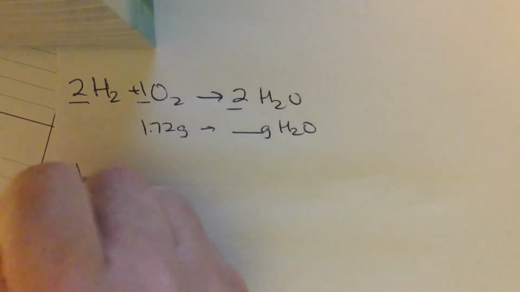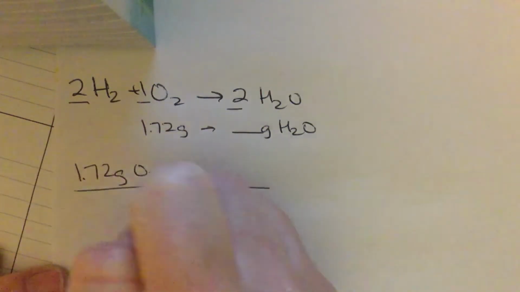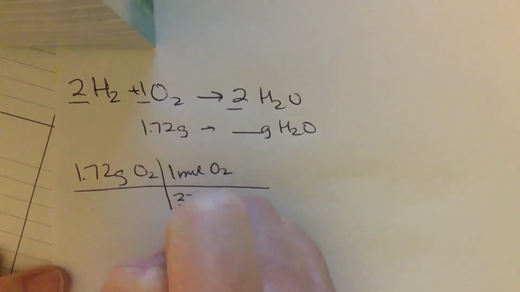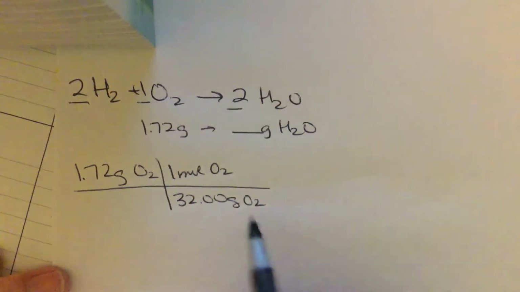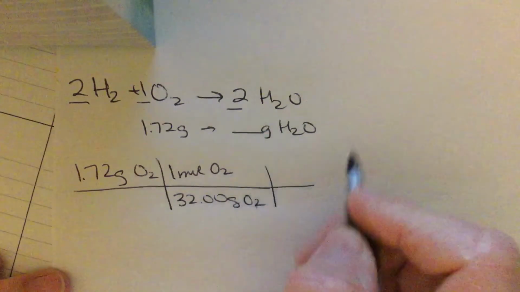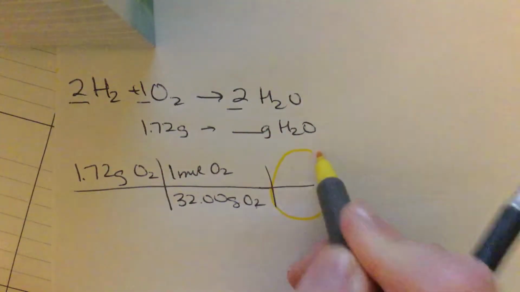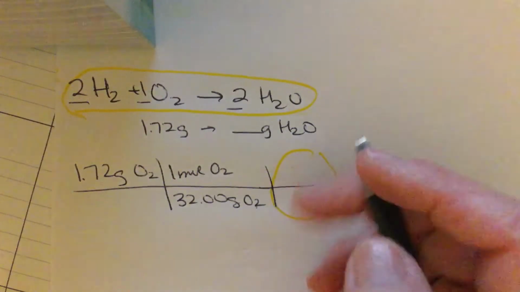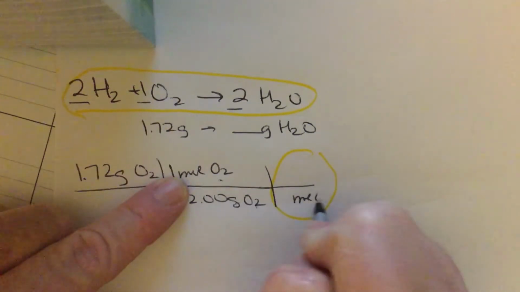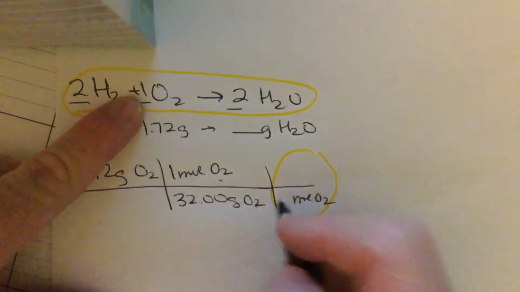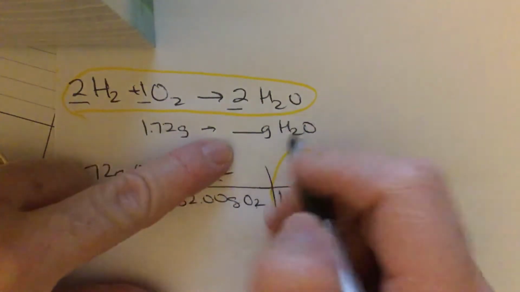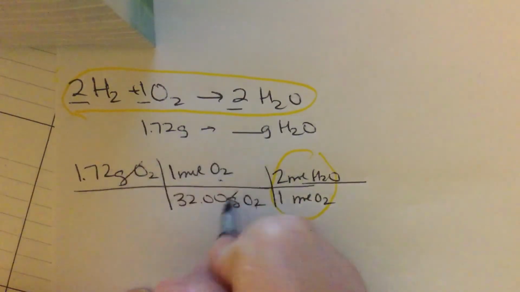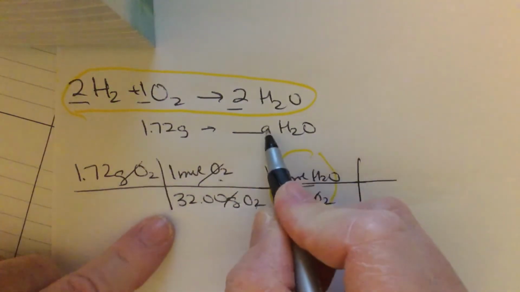So I start off my given, 1.72 grams of oxygen. And I say 1 mole of oxygen is equivalent to 32.00 grams of oxygen. Why 32? Because it's O2. Now, this is my mole ratio. Remember, the mole ratio comes from the actual equation, the reaction. So if I've got moles of oxygen up here, I put moles of oxygen down there. There's 1 mole of oxygen in my balanced equation. And I'm looking for water, so I put 2 moles of H2O up there. That way my grams cancel out, my moles cancel out, and now I go to the grams of water.